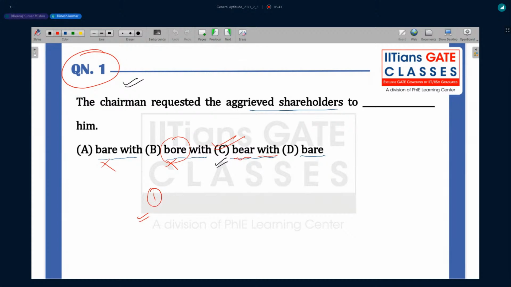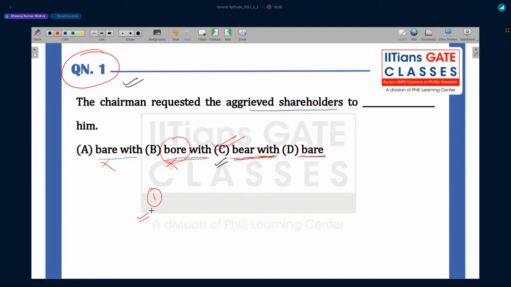Check bear. Yeah, but let me check once. B-A-R-E, bear and boar, okay, and bear with and bear, right? So according to you, option A, okay. Let me check the question first.